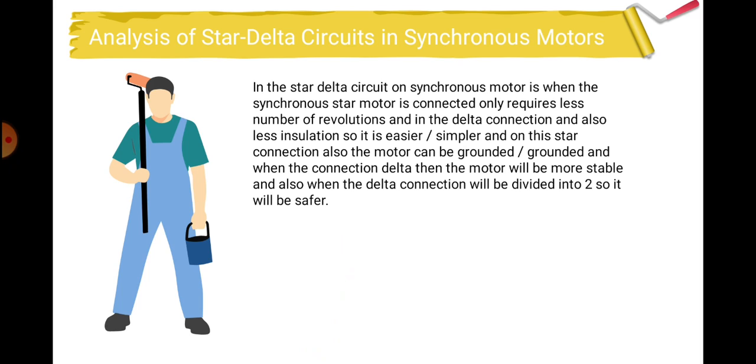Analysis of star delta circuit in synchronous motor. In the star delta circuit on a synchronous motor, when the motor starts with the star connection only, it requires fewer revolutions and less insulation, so it is easier and simpler. And in this star connection the motor can also be grounded. And when the connection is delta, the motor will be more stable, and also the delta connection will be divided into two, so it will be safer.